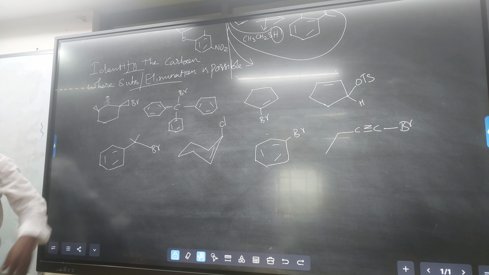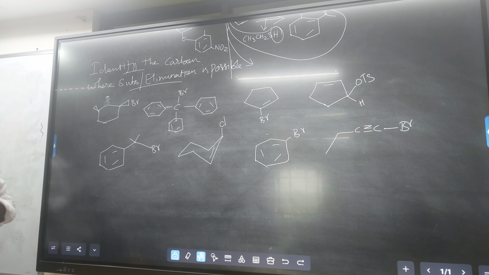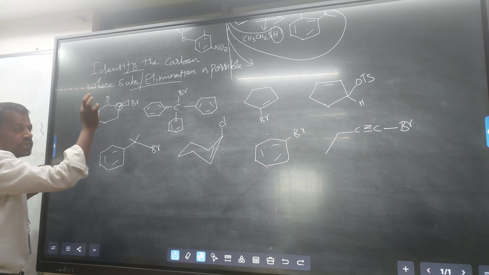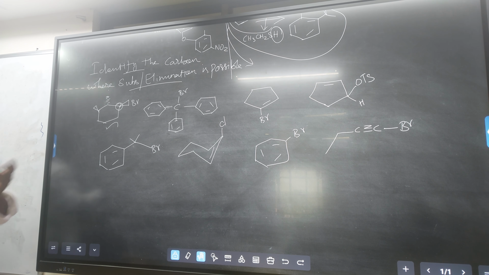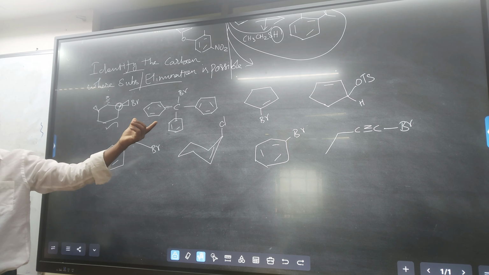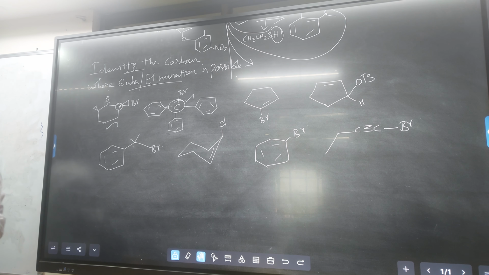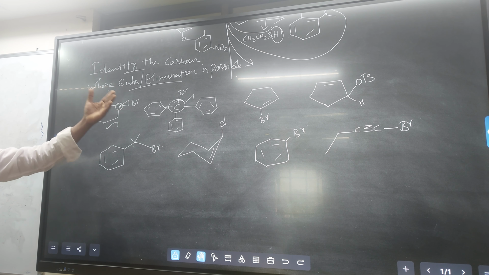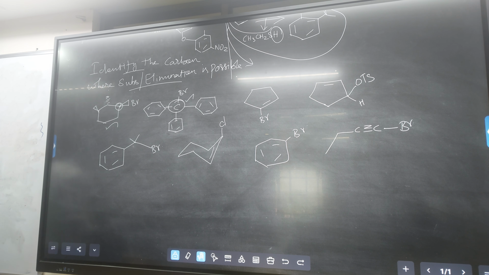The first one, where the substitution has happened. Where the Br is there, on this carbon substitution is possible. Therefore, substitution or elimination reaction is possible. And here, Br, this carbon is possible for the substitution and elimination reaction. This is a tertiary carbon, hence it follows the SN1 mechanism, right? And then the next one.